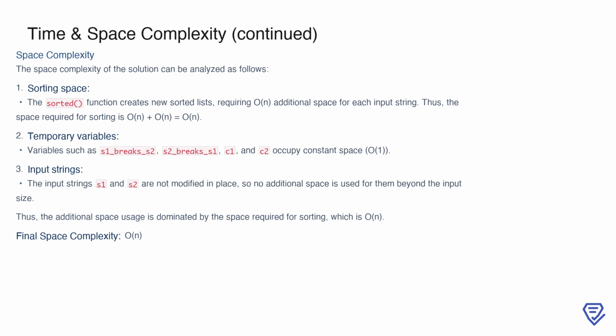Now let's discuss space complexity, which evaluates the extra memory used by the solution. The sorted function produces new sorted lists for both input strings, and this requires O(n) additional space for each string. Therefore, the total space consumed for sorting is O(n) plus O(n), which simplifies to O(n).